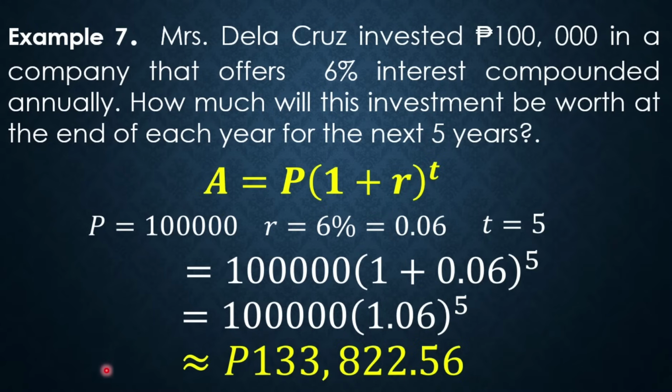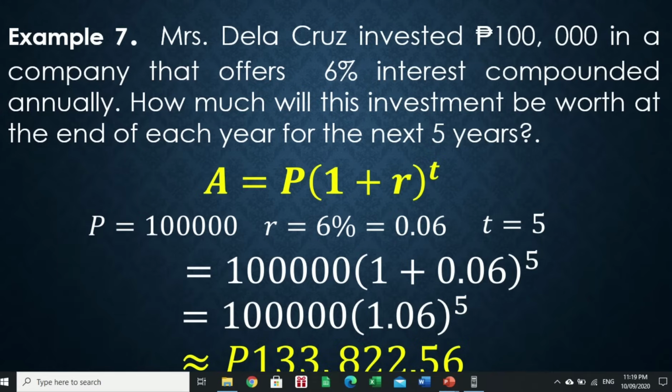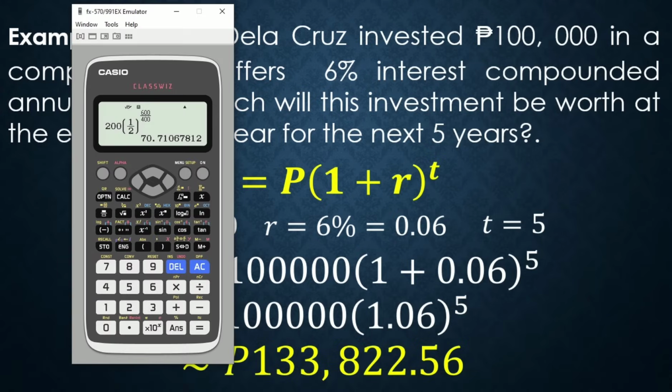So you can use again your calculator to check. Okay? So we can use the calculator to check. So later, meron ako ipapakita sa inyong app na pwede nyong gamitin. So that is 100,000 times 1.06 close parenthesis, and then pindutin nyo lang to and then lagay yung 5 and then equals. So 133,822.56. So we need to round off into two decimal places na. Okay, next.